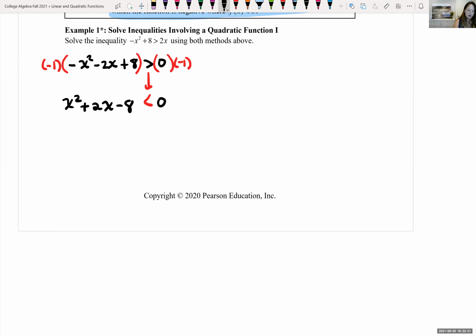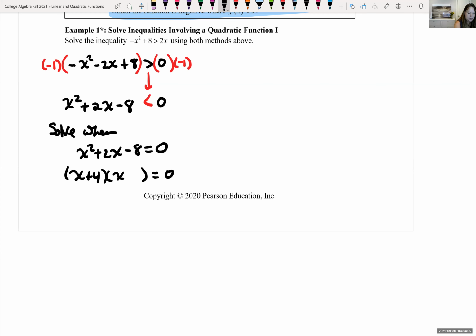And so we want to find the values which set this equal to 0. So we want to solve when x squared plus 2x minus 8 equals 0. So looking at this, I see that it can be factored. So that is the method I would use to solve. There are two numbers that multiply to -8 and add to 2. So that would be a +4 and a -2. So this is x plus 4, that quantity times the quantity x minus 2.